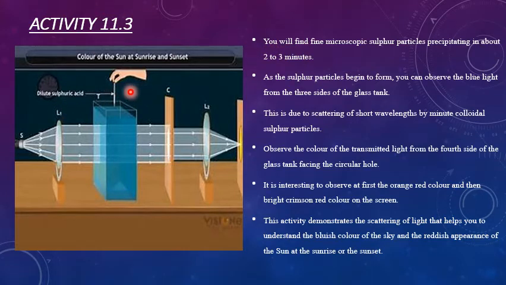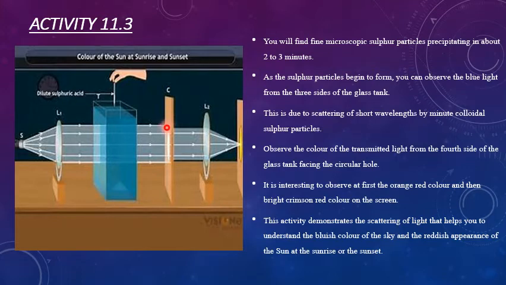Before that, we will quickly discuss what this activity is. On the left hand side here, S stands for source. A strong source of light is kept, and then there is a circular hole from which the light can pass through. Initially there is clean water in this, and afterwards we put a little sulfuric acid, and we also put sodium thiosulfate. We allow the light rays to pass through this.